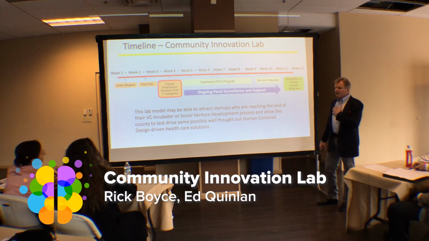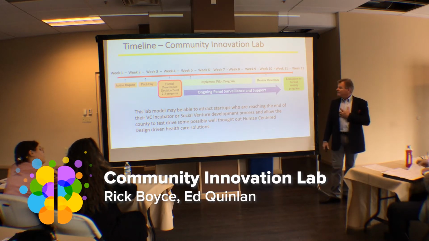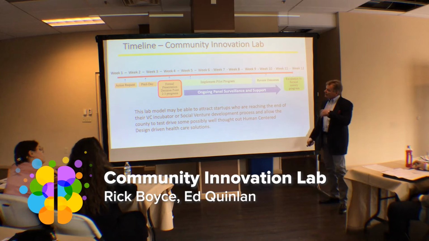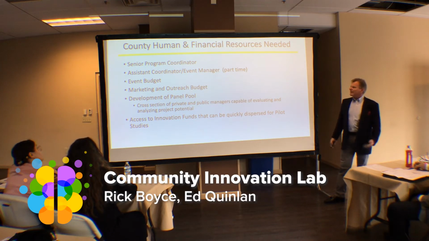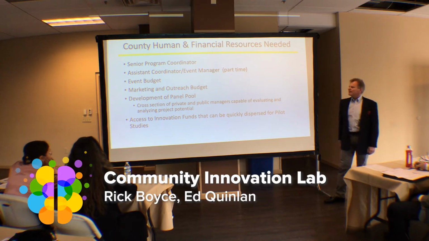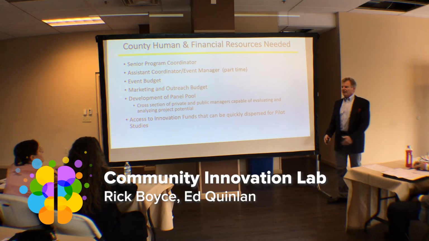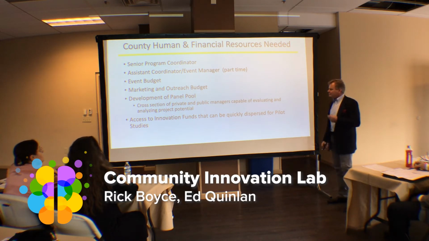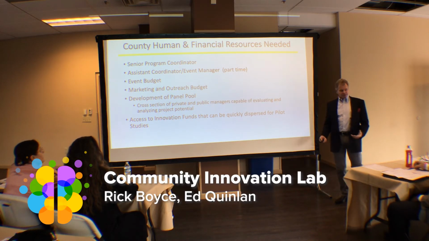And that's kind of what we wanted to help the county do, utilizing technology and a forward-thinking process, get organized for the next round. So what are the resources? Eventually a coordinator and an assistant, it could all be part-time. We need an event budget, a marketing budget, and someone to help develop the pool of people who are going to be on the panel and keep that really vital and motivating. And access to some funds that can be quickly dispersed.